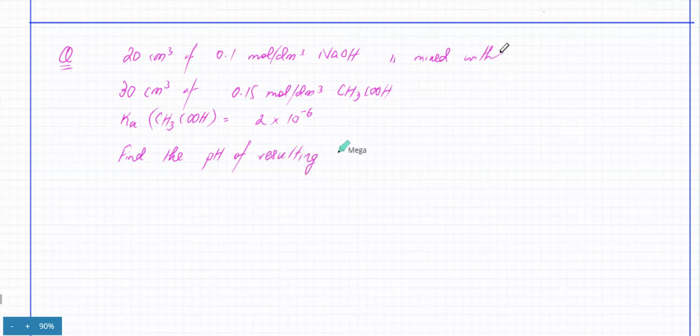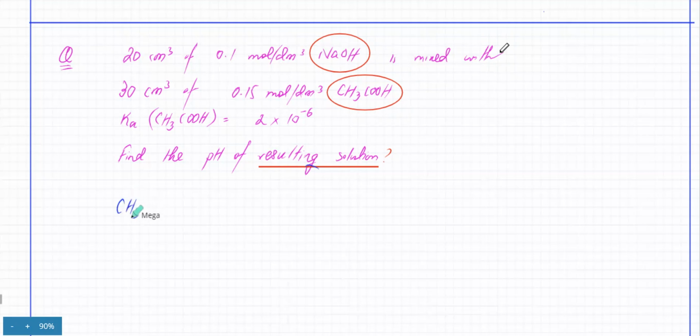Now, the first thing that has to be done is that we need to somehow figure out what this resulting solution is. We need to figure out what's happening here. So I need to first figure out what reaction is going to happen between NaOH and ethanoic acid. It's a base and an acid reaction, so there's nothing that difficult. It's CH3COOH, which is ethanoic acid. It's going to react with NaOH, and it's going to produce a salt and a water molecule. So this is the reaction that's going to take place.